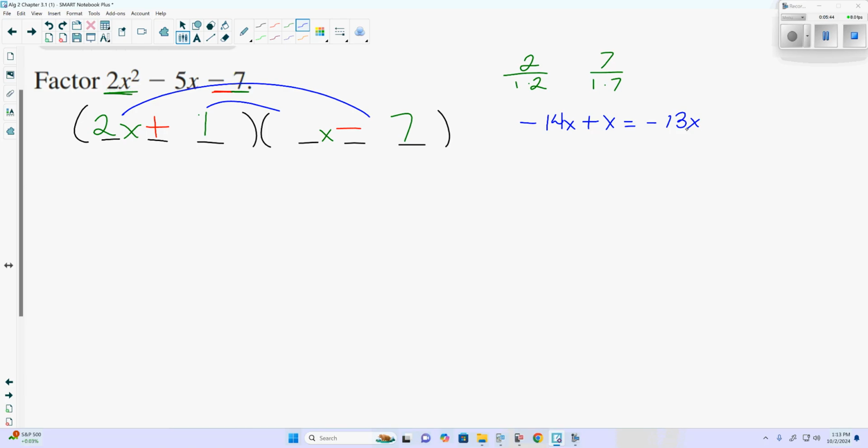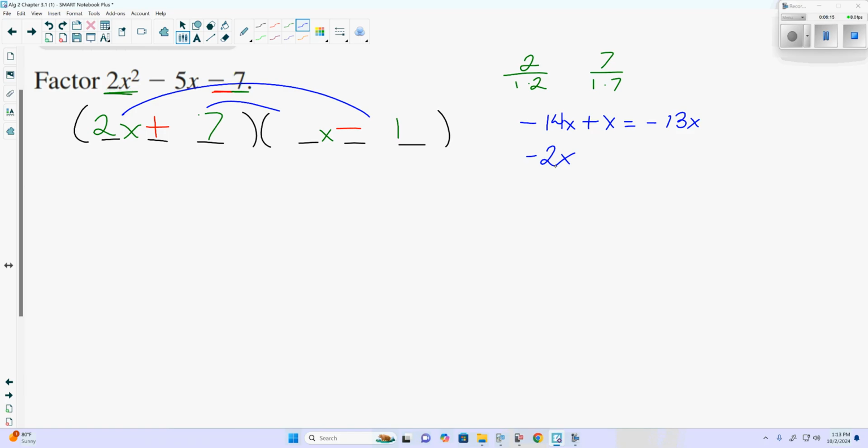All right, let's switch to 1 and 7. So we have 2x plus 7 times x minus 1. We'll do it again. 2x times negative 1. Negative 2x. So we don't necessarily have to do the 2x times x, because 2x times x is 2x squared. Because even with us flipping it, that still stays true.